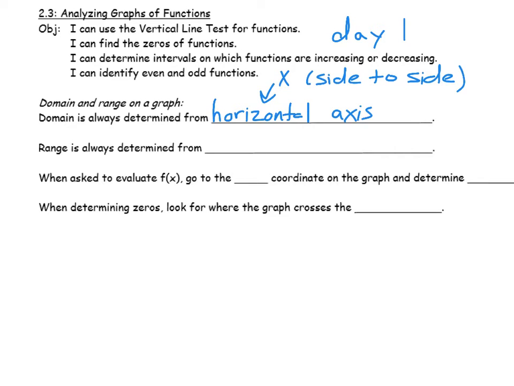We were looking at it the last couple of days as like how to get it from an equation. Okay, we call that finding domain symbolically. This is graphically. The range is determined from the vertical axis. That would be your y-axis, and if you want to just think really simple terms in terms of direction, up and down.